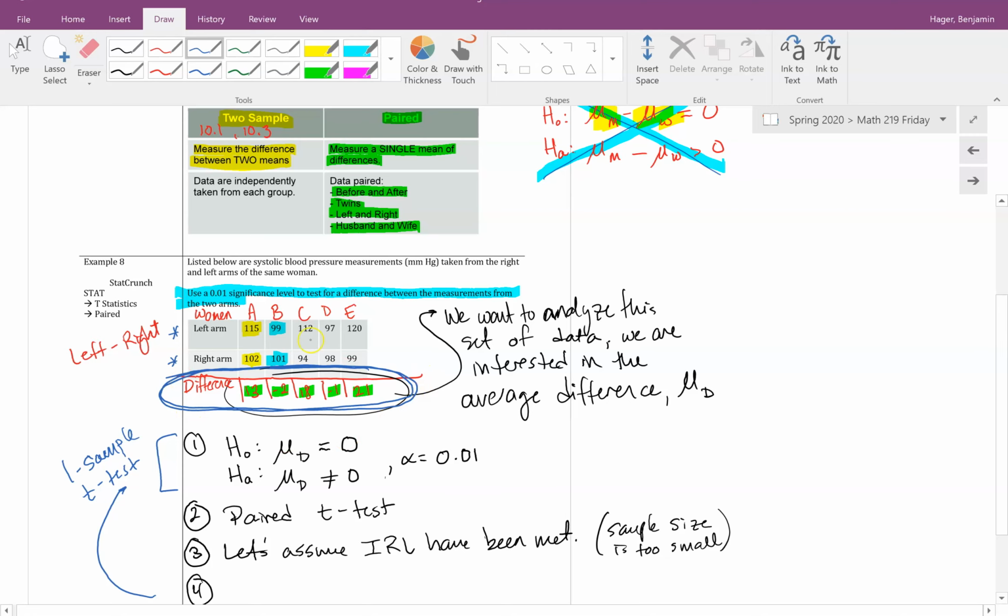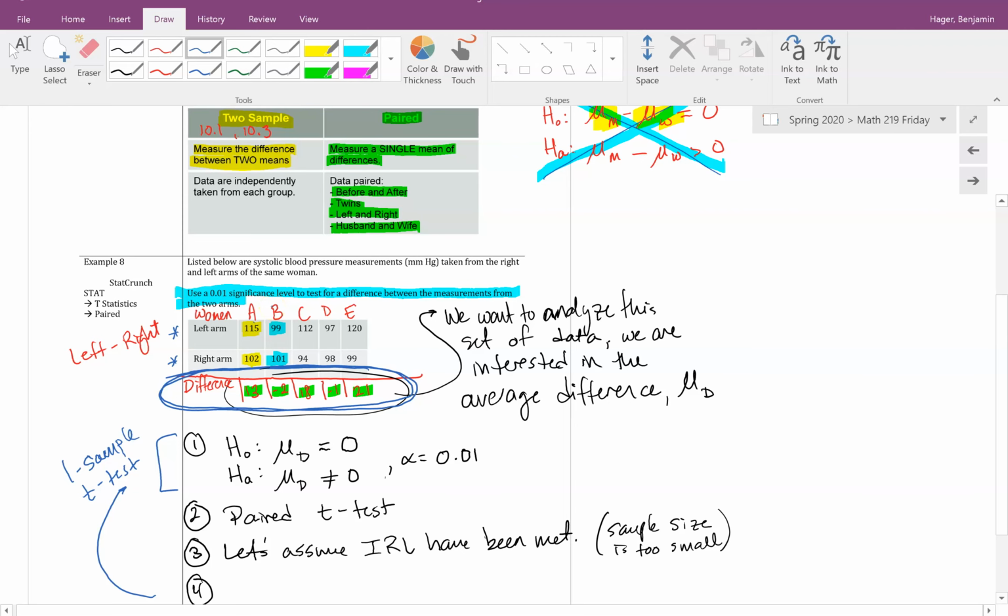And in a case like this, it makes sense to pair the data, right? Because I want to compare the results of woman A to woman A, right? Not A to some other person, B or C. Because then there are underlying conditions that can affect the blood pressure, not just whether it's on their left or right arm.